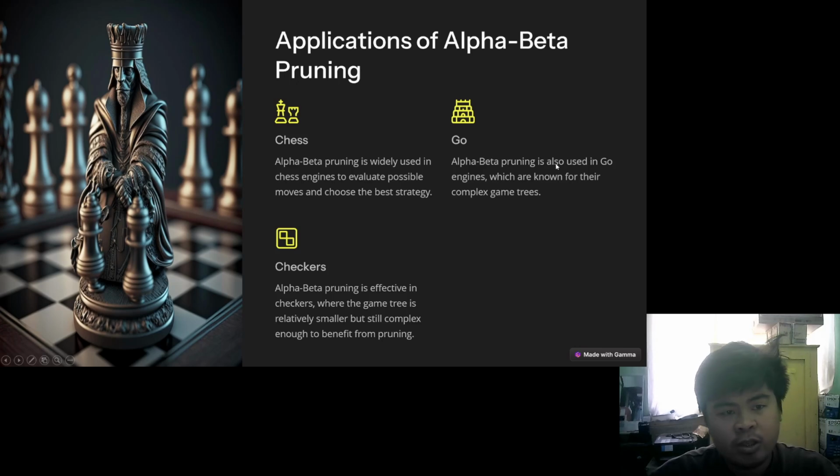So these are the applications of alpha beta pruning. We have here chess. Alpha beta pruning is widely used in chess engines to evaluate possible moves and choose the best strategy. And second, Go. Alpha beta pruning is also used in Go engines, which are known for their complex game trees. And checkers. Alpha beta pruning is effective in checkers, where the game tree is relatively smaller but still complex enough to benefit from pruning.